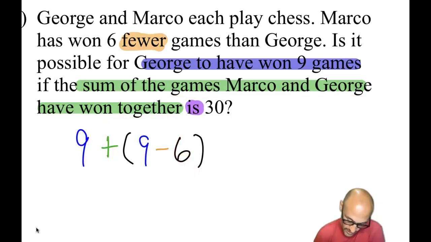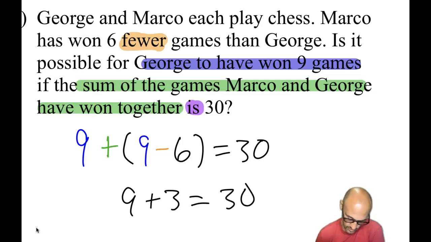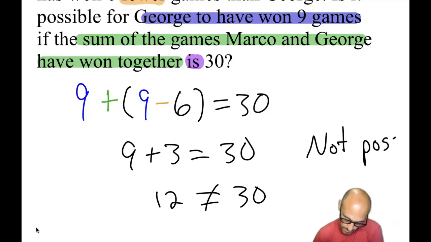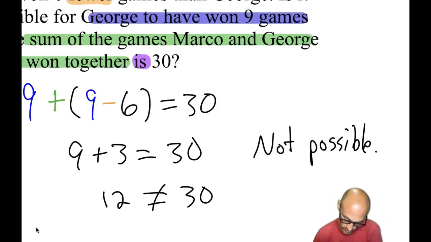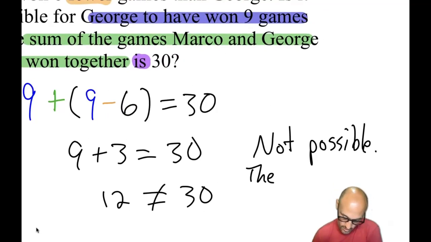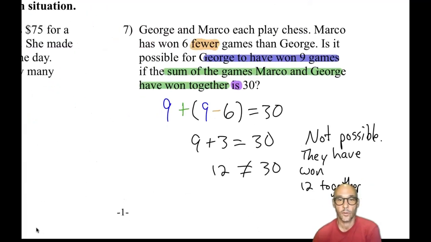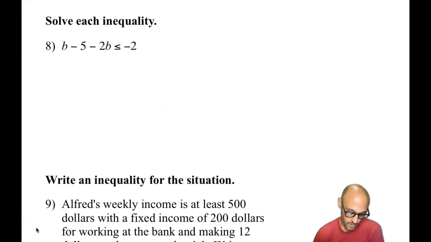is 30. And is this possible? No, because that's 12, and that does not equal 30. So this is not possible. Oops, not possible. They have won 12 together. There we go. All right.